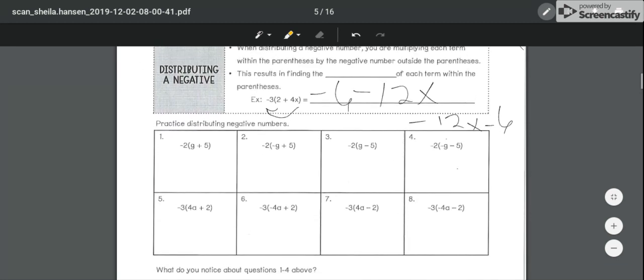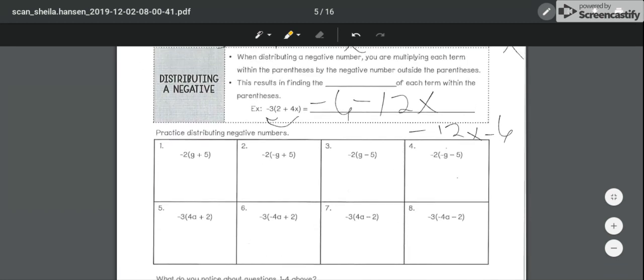So if you want to pause and try these on your own, otherwise you can follow along with me. So we got negative 2 times g, negative 2g. Negative 2 times 5, negative 10. Write it just like it sounds. Please don't use a calculator with these small numbers unless you absolutely have to. Negative 2 times negative g. A negative times a negative is a positive. And then negative 2 times 5 is negative 10.